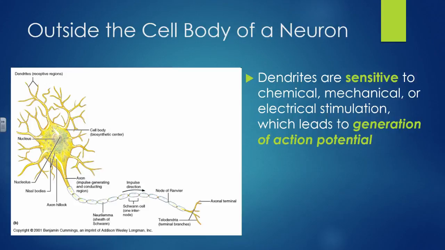So outside the body of a neuron, you'll find that dendrites are sensitive to chemical, mechanical, or electrical stimulation, which leads to generation of an action potential, which, as you know, travels down the axon to the axon terminals to send signals to effectors.